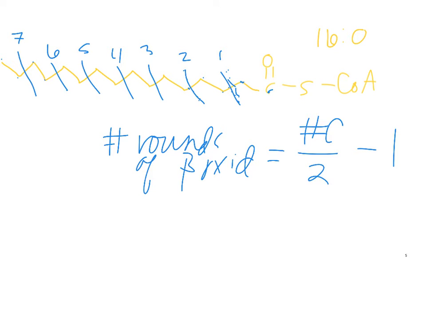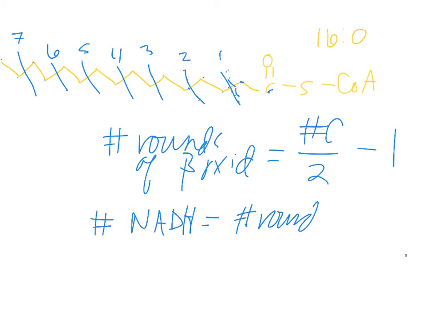which means that the number of NADH equals the number of rounds. And so in this case, the number of NADH we have is 7. And the number of FADH2 also equals the number of rounds. It's the same thing. And we get 7 of those.